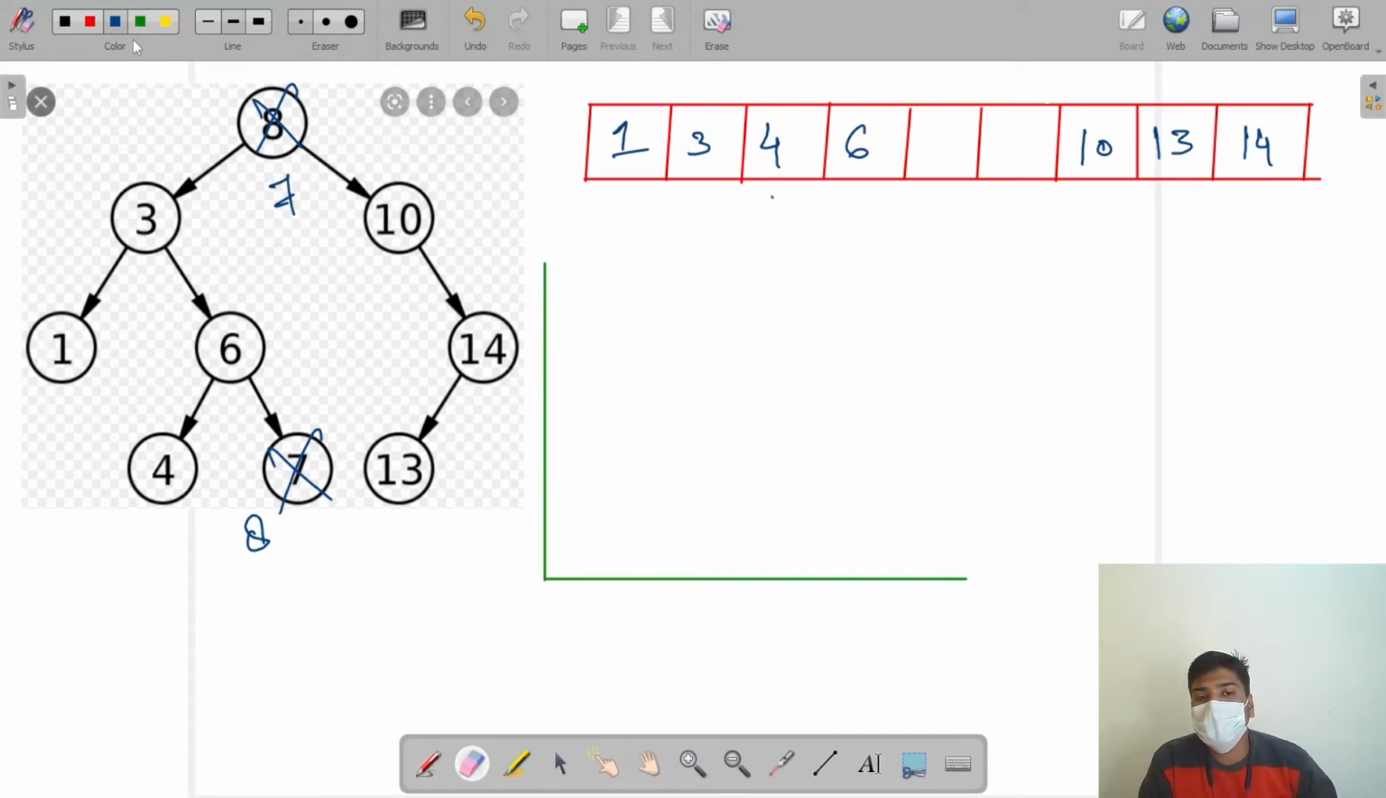After 6 the 7 should come, but actually the 8 is coming. So we'll write 8 after 6, and after this, 7, right? After this 7. So it is the change.